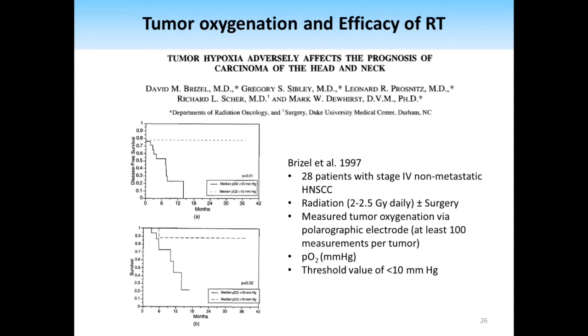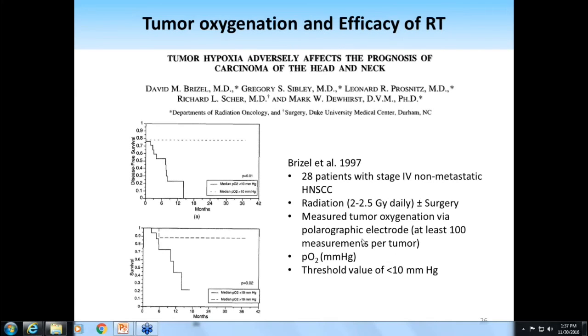Just as an example, this is a paper from the late 70s where they looked at 28 patients with advanced stage non-metastatic head and neck cancer. These patients were going to be getting radiation plus or minus surgery. They used an invasive polarographic electrode, inserted it into the tumor, and obtained partial pressure of oxygen, or pO2, measurements to measure the distribution of oxygen within the tumors.